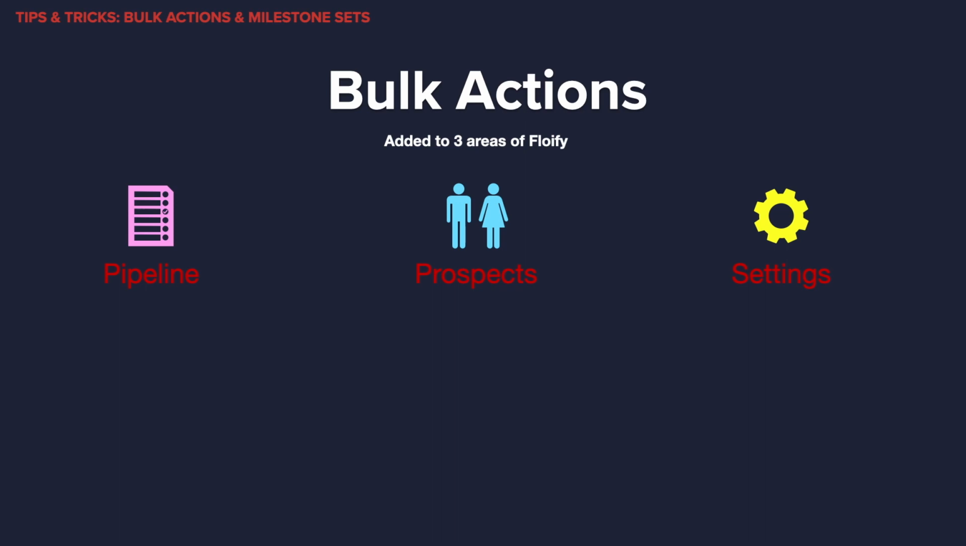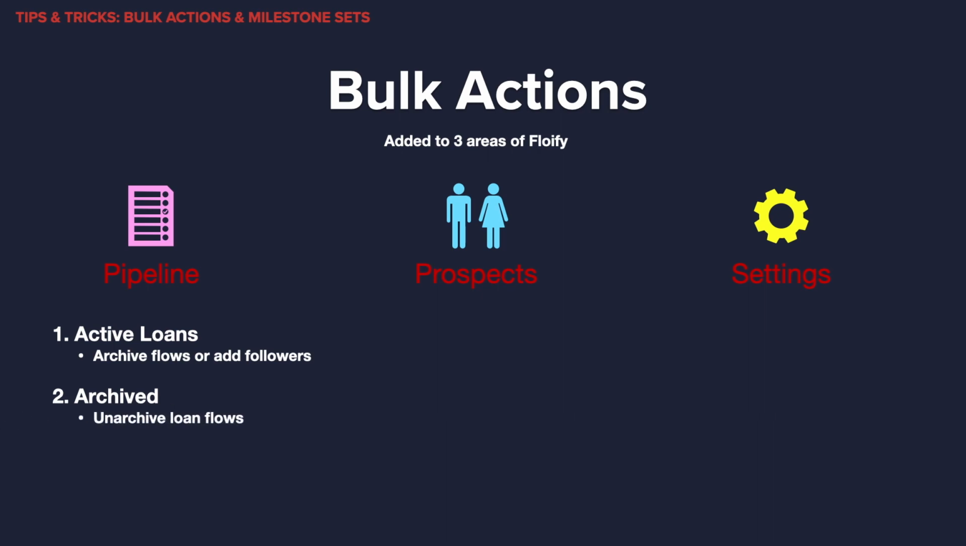Now, bulk actions are added to 3 areas of Floify. They're going to be added to your pipeline, to your prospects page, and then also to a couple of areas in your settings. Now on the pipeline, you can access bulk actions from your active loans. From the active loans, you can archive loan flows in bulk, or you can add followers. You can also access bulk actions from your archived page. Now on your archived page, you can simply unarchive loan flows and send them back to your active loans.